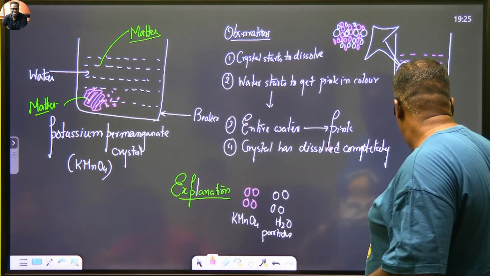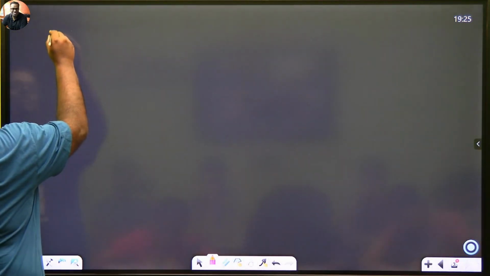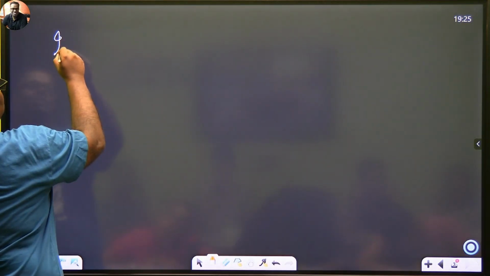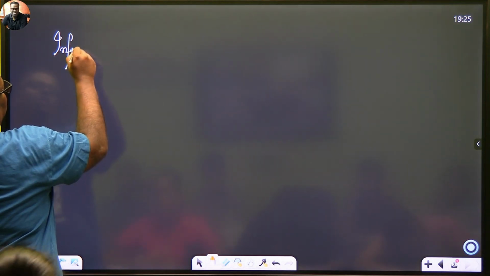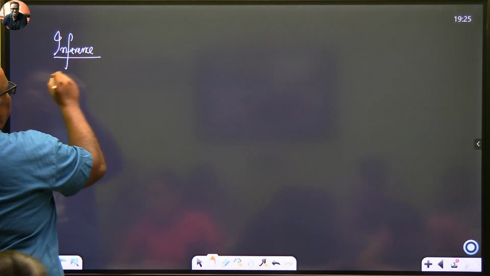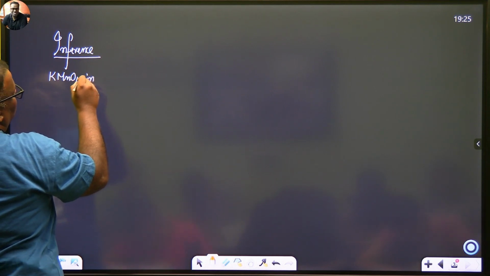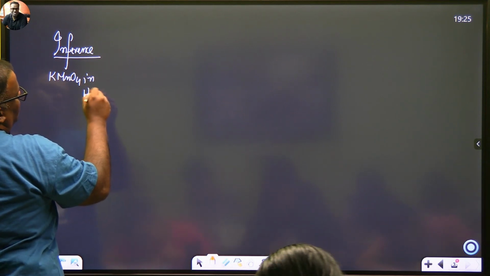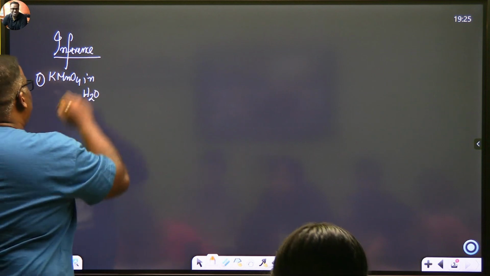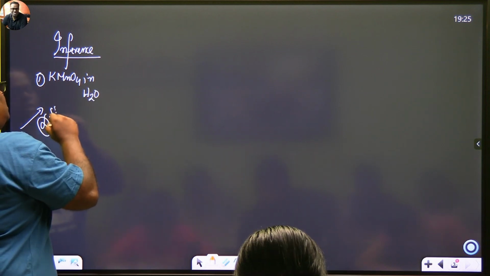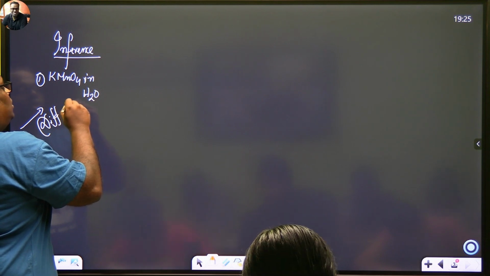So are we in a position now, children, to write our inference based on these two findings? So let's, chemistry में हम क्या कहते हैं बेटा? Inference कहते हैं. Inference is what is your conclusion? And this inference is based on KMnO4 in H2O. This was our first experiment. KMnO4 in H2O. और इसमें हम क्या use कर रहे हैं? We are using the concept of, अभी ये भी तो बात करना है. We didn't talk about that.